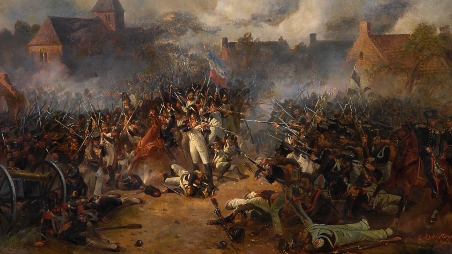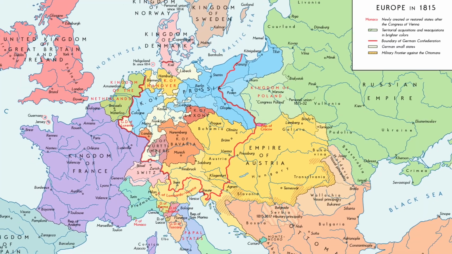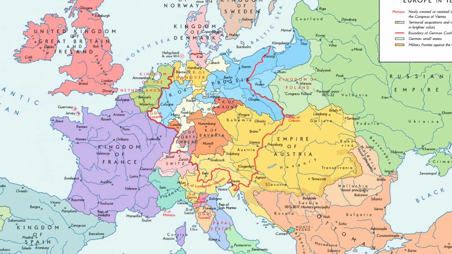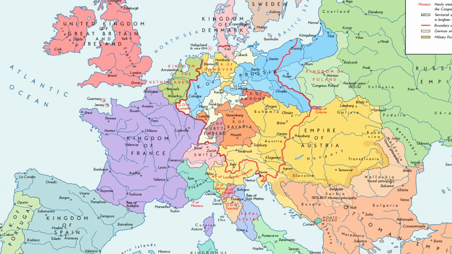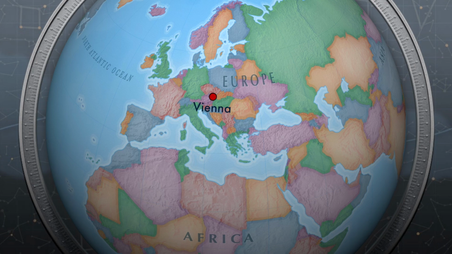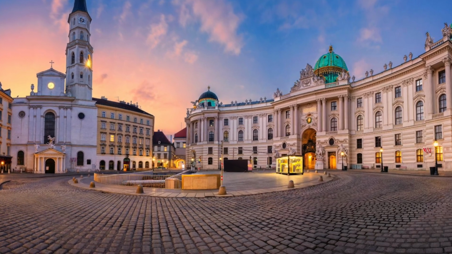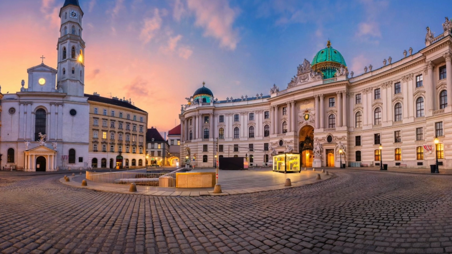In the aftermath of Napoleon's defeat at Waterloo, Europe was in chaos. Many nations lay shattered, borders were blurred, and the balance of power was in disarray. So it was in 1814 that the great powers of Europe gathered in Vienna to reshape the continent and ensure peace. Thus began the Congress of Vienna.